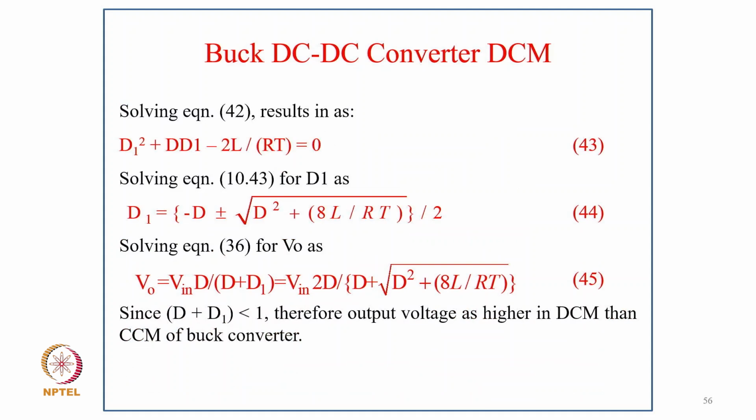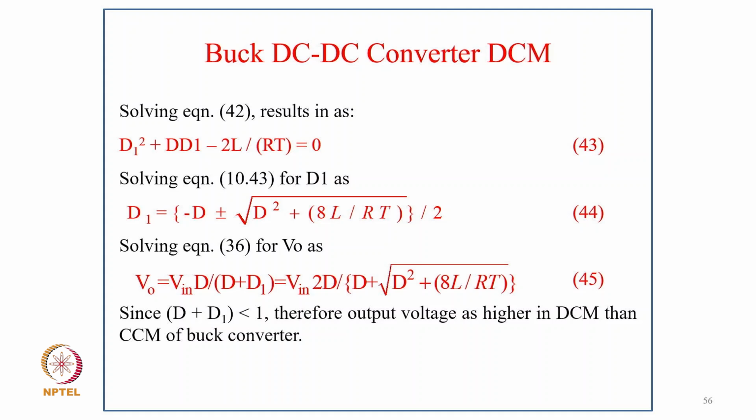And of course, this becomes a quadratic equation for D1: D1 squared plus D1 D minus 2L upon RT equal to 0. So solving this equation, we get D1 equal to (minus D plus the square root of D squared plus 8L upon RT) by 2. So solving this, we get Vo equal to Vin upon (D plus D1), or Vin into 2D divided by (D plus the square root of D squared plus 8L upon RT).